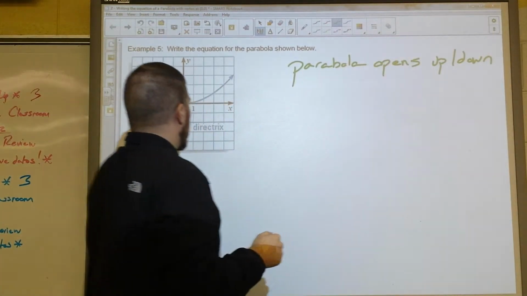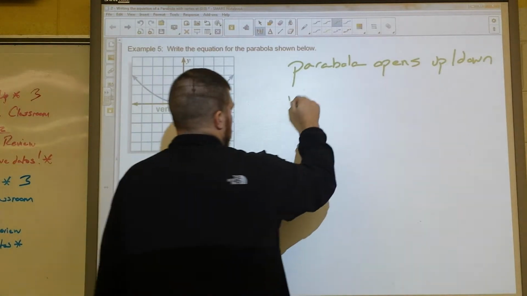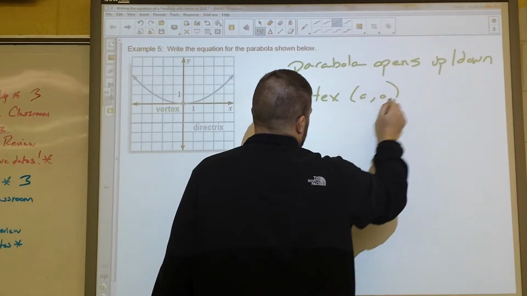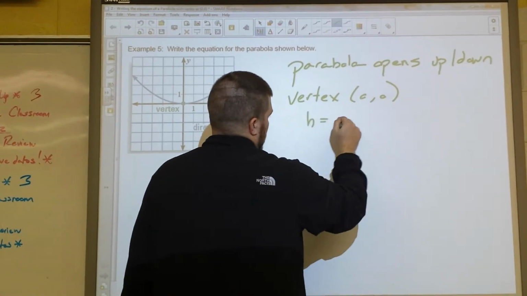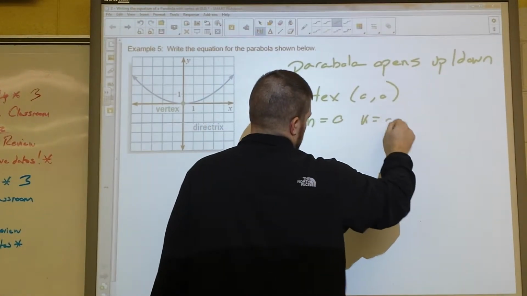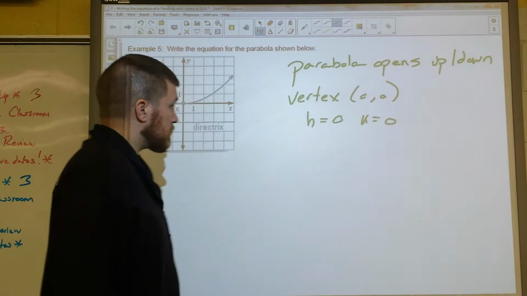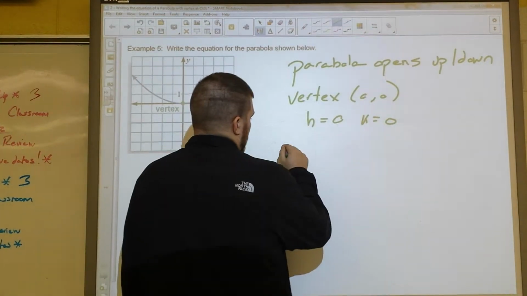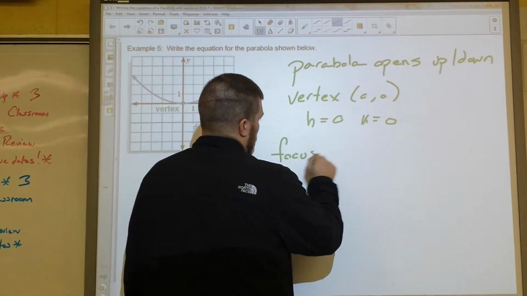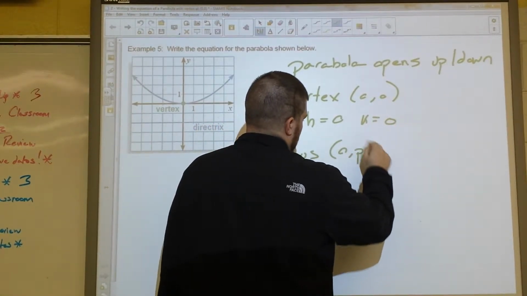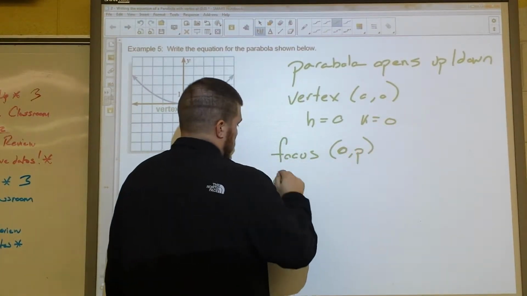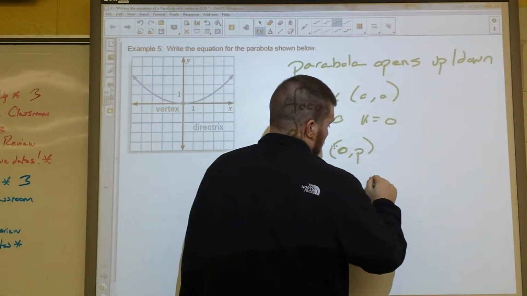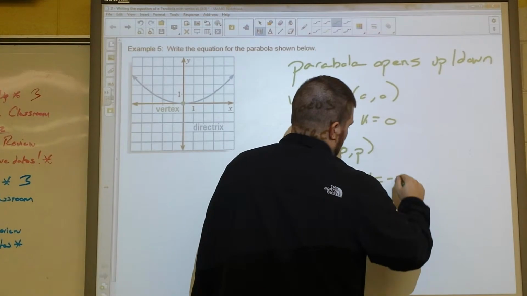Parabola opens up and down. Also, its vertex is at 0, 0. So that automatically tells me that h equals 0, k equals 0. It's always alphabetical order. We also know that since the parabola opens up and down, its focus is at 0, p, and its directrix is that it has the equation y equals negative p.